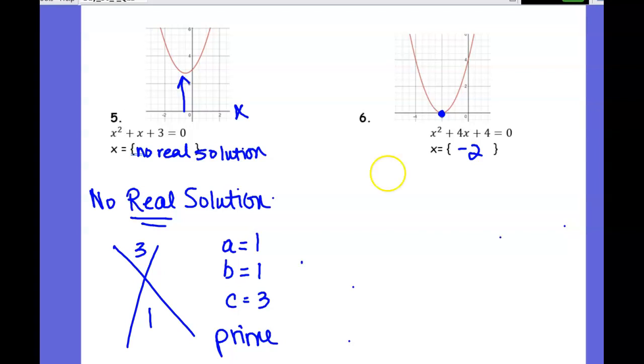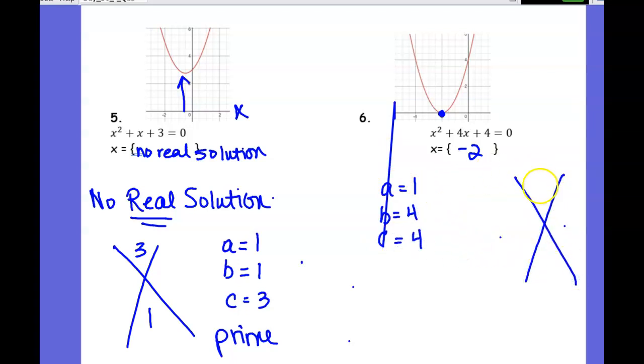Let's start by factoring it. Our A is 1, our B is 4, and our C is also 4. 4 times 1 is 4, and then the B is 4. The two numbers that we can multiply to get 4 that add up to 4 would be 2 and 2.